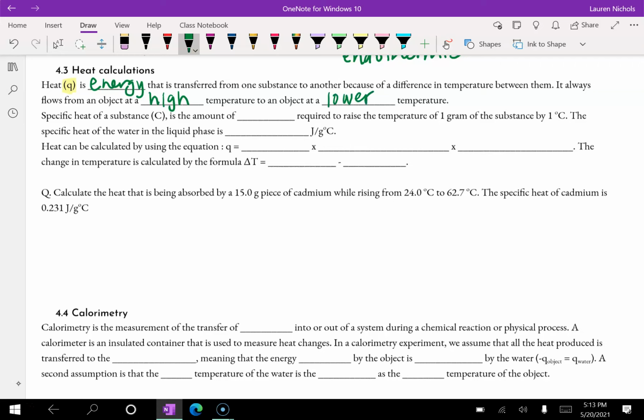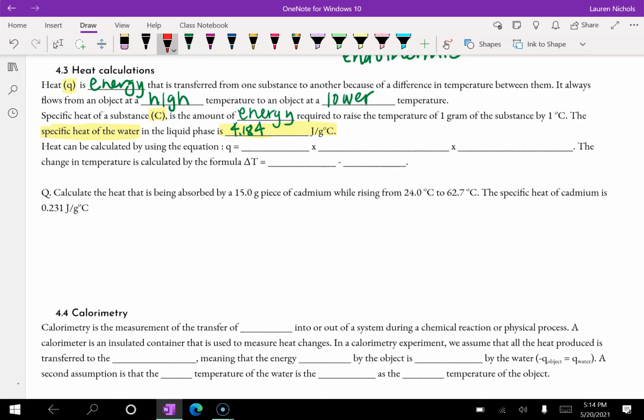And specific heat of a substance, which is represented by the symbol C, is the amount of energy required to raise the temperature of 1 gram of the substance by 1 degree Celsius. And the specific heat of water in the liquid phase is 4.184 joules per gram degree Celsius. Now, the fact that this is the specific heat of water is something that you kind of have to have memorized. So if you're like, man, I'm missing that piece, well, it's because you're supposed to know it, or at least know that you're supposed to look here.